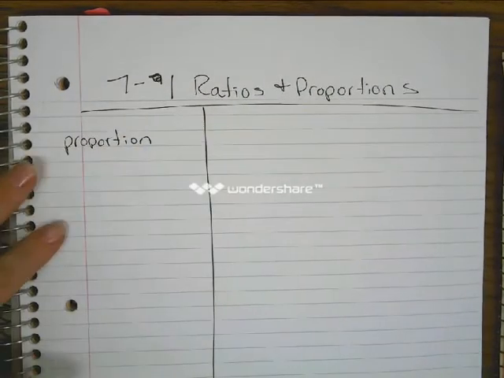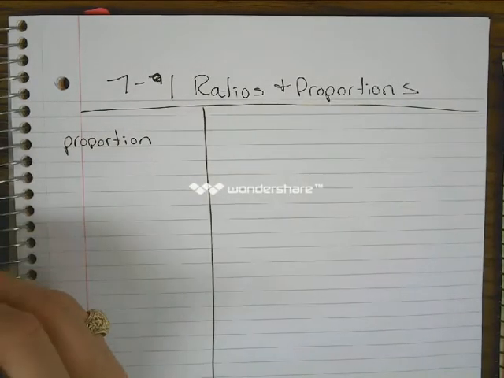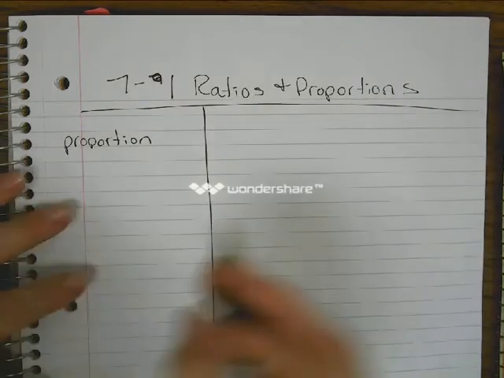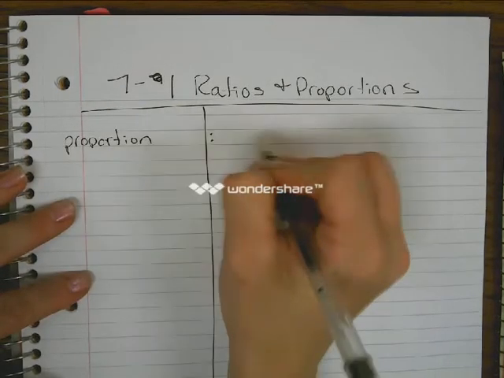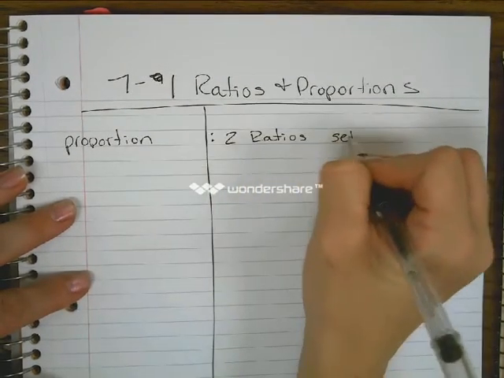Okay. What is a proportion? Well, what is the difference between a proportion and a ratio? I have a lot of kids that use those words interchangeably, and they're not. Okay? A proportion is 2 ratios set equal.